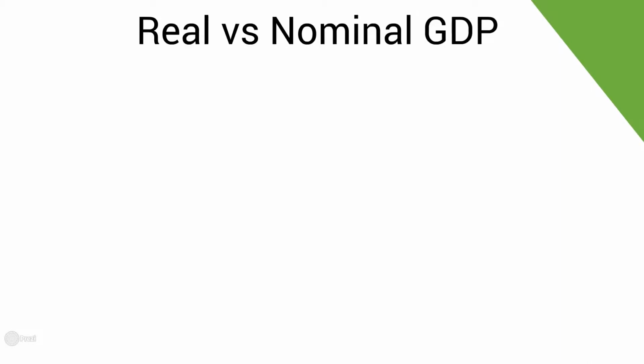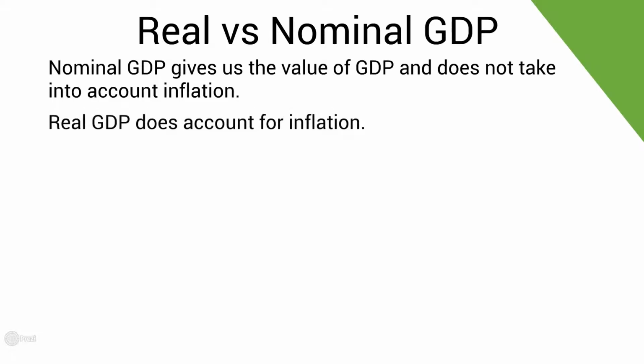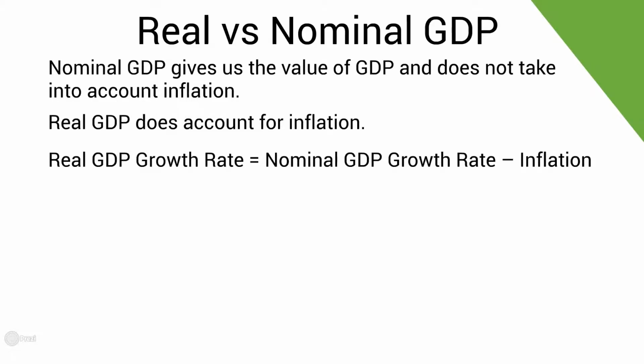When we look at the value of GDP, we need to distinguish between nominal GDP and real GDP. Nominal GDP gives us the value of GDP and does not take into account inflation. Real GDP does take into account inflation. To work out the real GDP growth rate, you do the nominal GDP growth rate minus inflation.